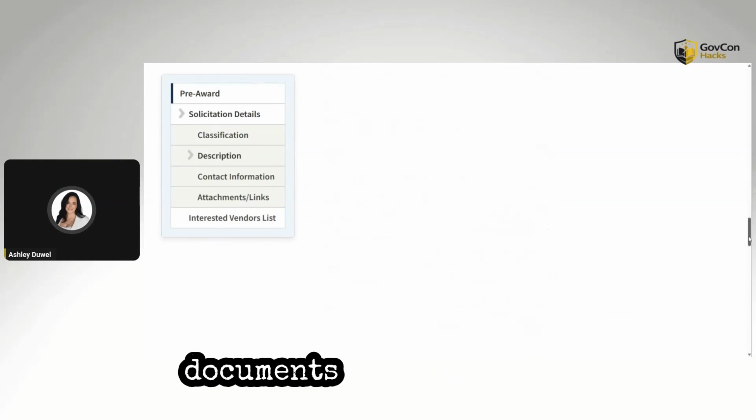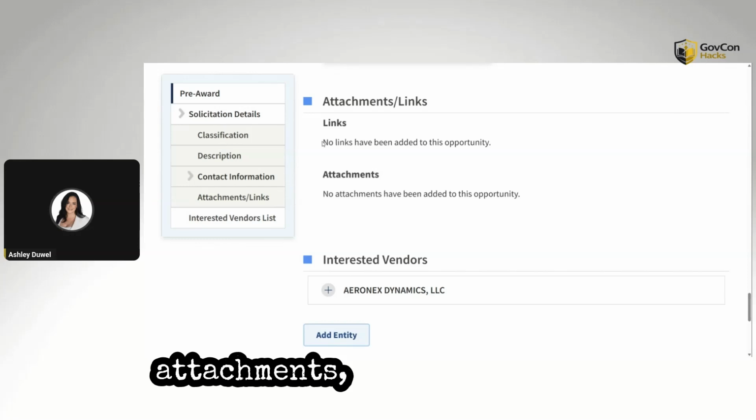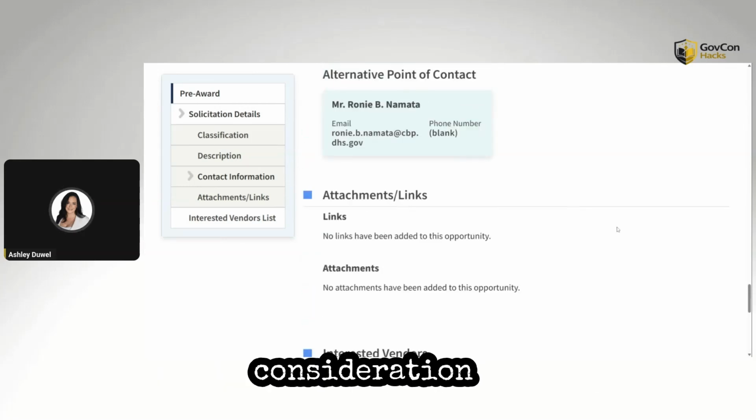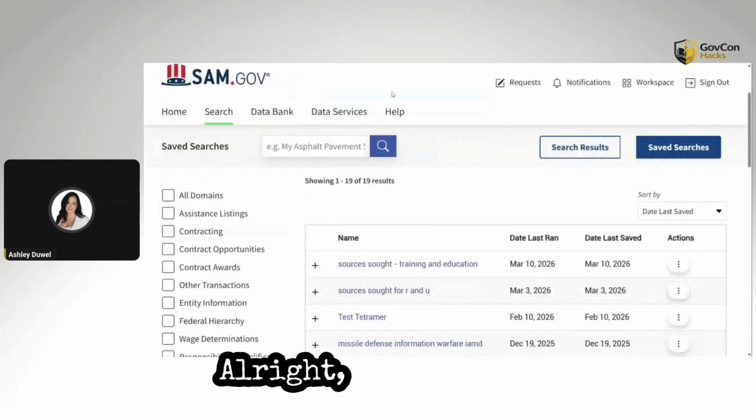You will find all your documents for all of your notices down at the bottom. This one doesn't have any attachments, but here's where you'll find them. And you'll want to take each of those into consideration before preparing your response. All right, back to SAM.